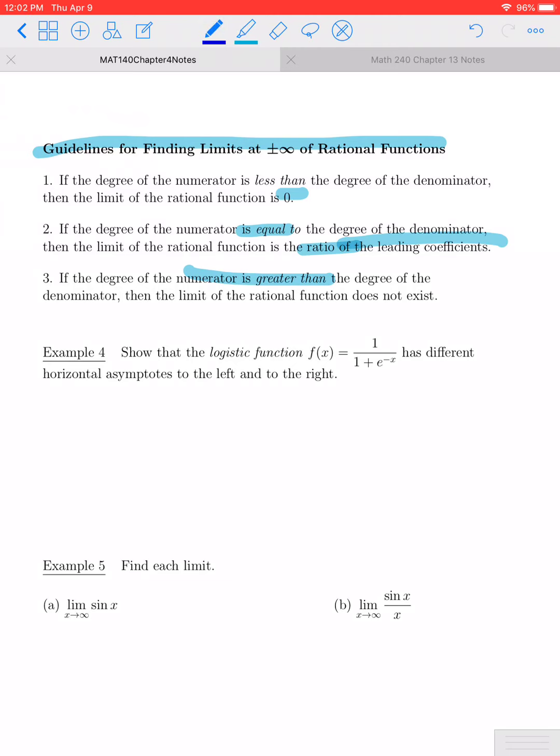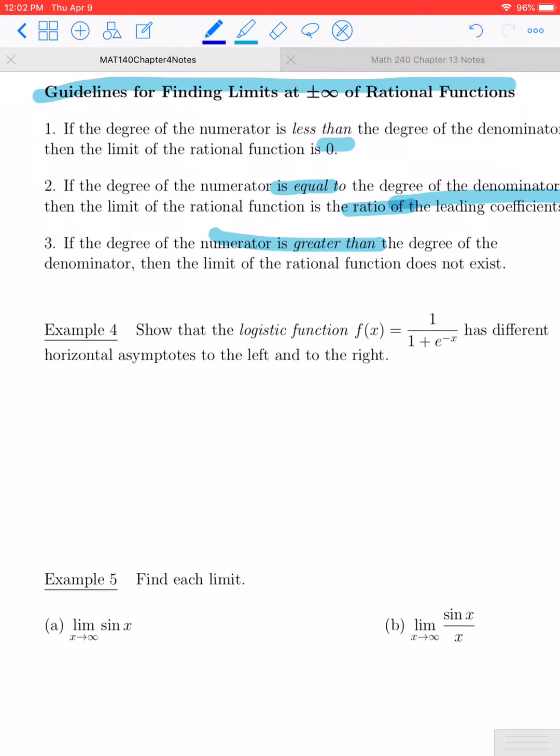Let's take a look at example 4. This is a different style of function. So the guidelines and the shortcut that we talked about in the last video are not going to work on this one. But we still can resort to some of our limit theorems we saw earlier in this section. We want to show that the logistic function has different horizontal asymptotes to the left and to the right.